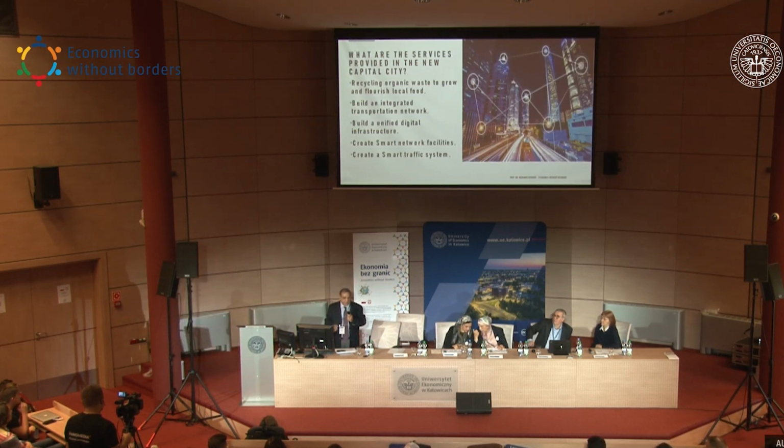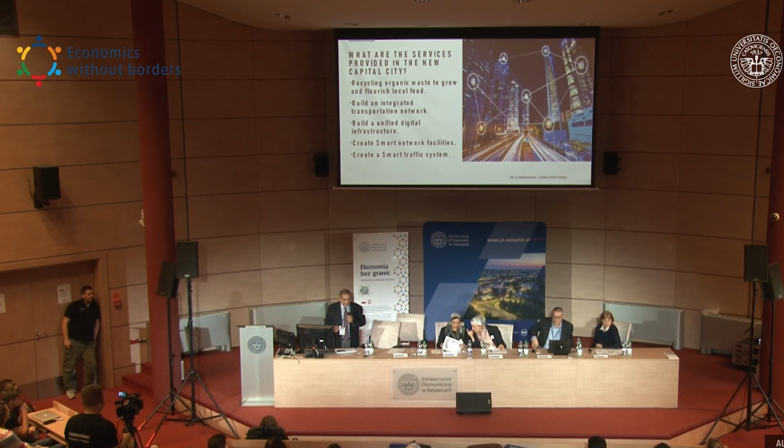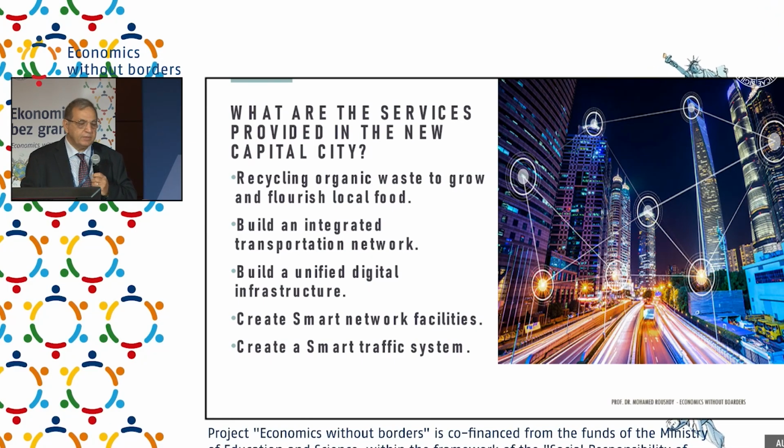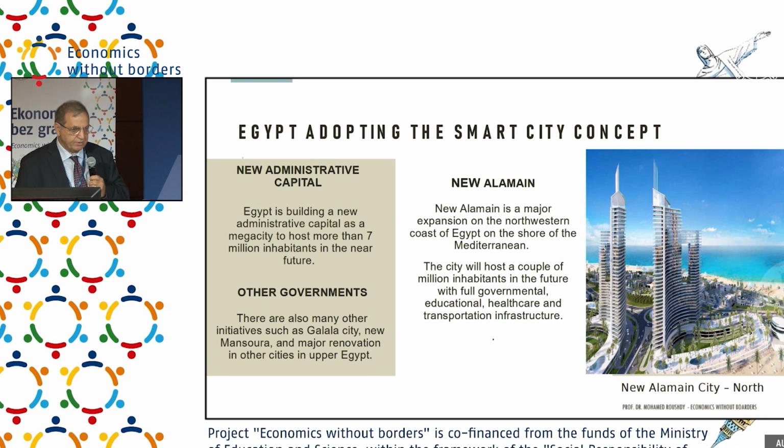So, what are the services provided in the new capital city? First, recycling organic waste to grow and flourish local food. Build an integrated transportation network. Build a unified digital infrastructure, create smart network facilities, and create a smart traffic system. Egypt is adopting smart concepts.